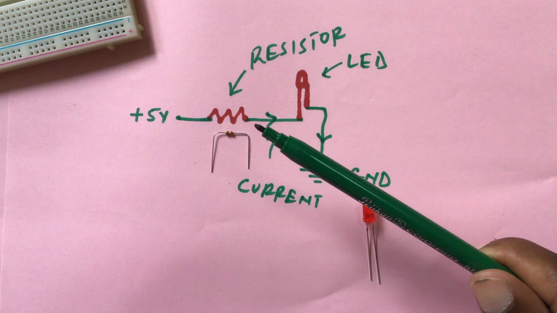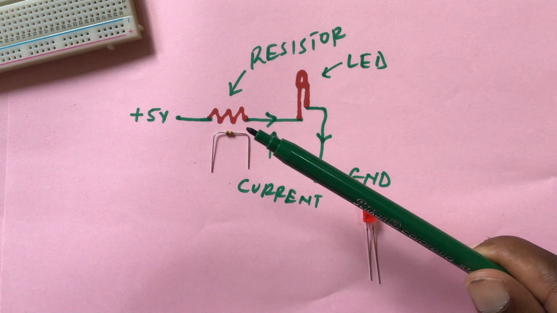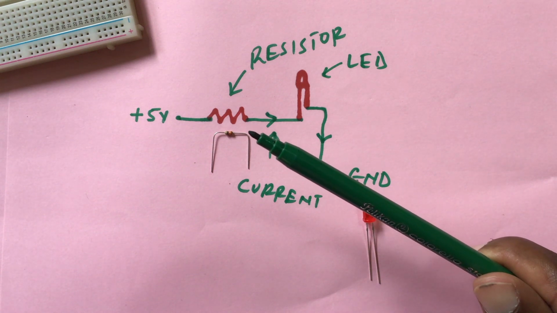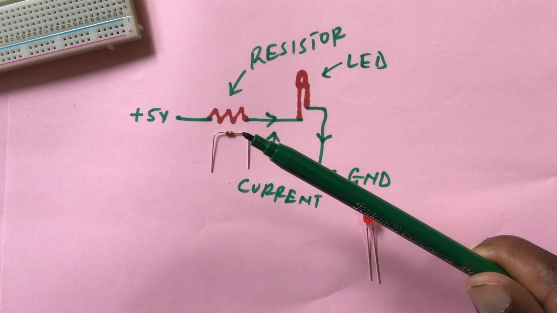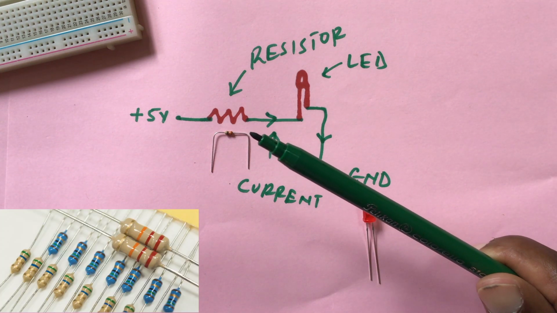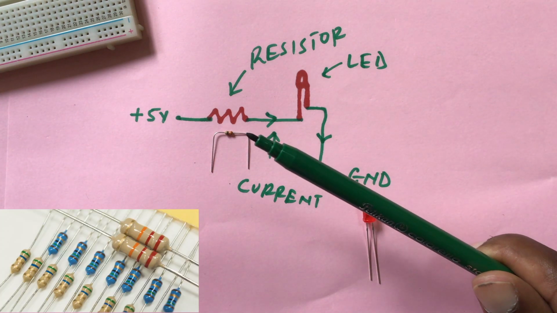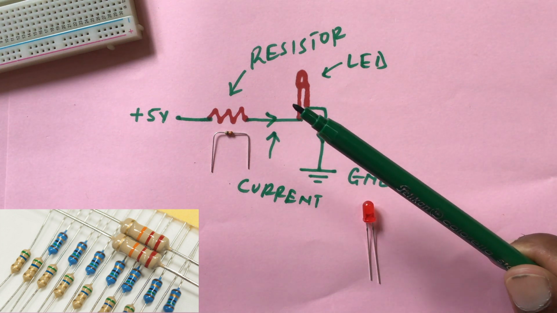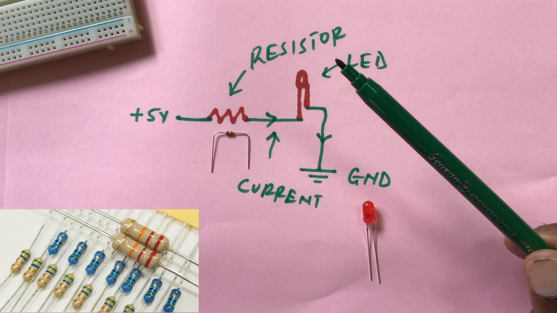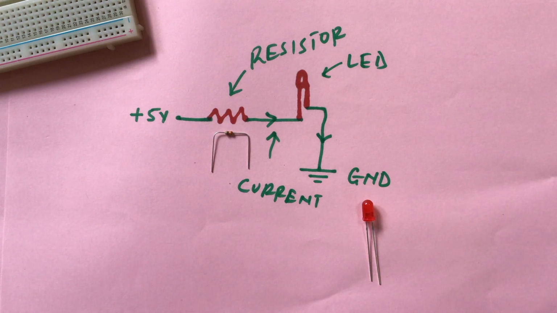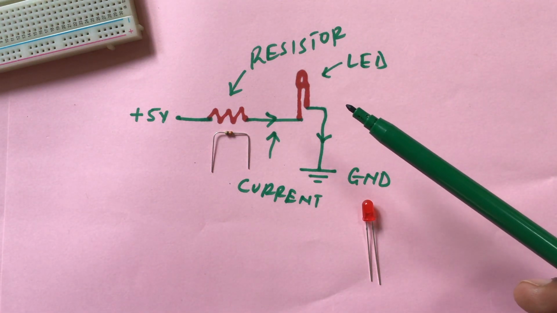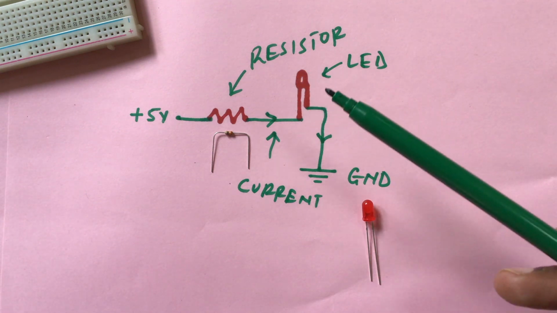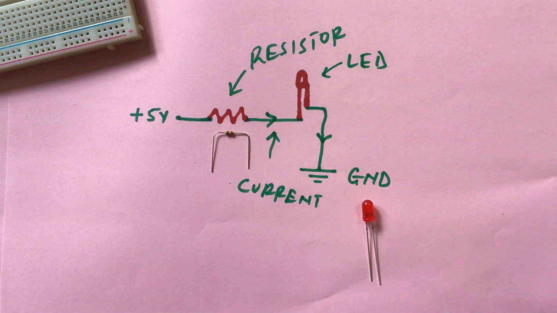So that's why we will need a specific value, or a specific rating, of a resistor that will be able to resist or block out some current, so that we don't end up blowing our light emitting diode. It's just to limit the amount of current going through our light emitting diode, and hence making sure that our light emitting diode is safe and is not blown out.